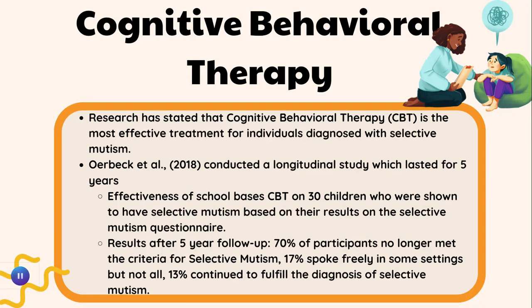Results after the 5-year follow-up, so these children have had 5 years' worth of cognitive behavior therapy: it was found that 70% of participants no longer met the criteria for selective mutism. 70% spoke freely in some settings, but not all. And then 30% continued to fulfill the diagnosis for selective mutism, so they met every criterion.